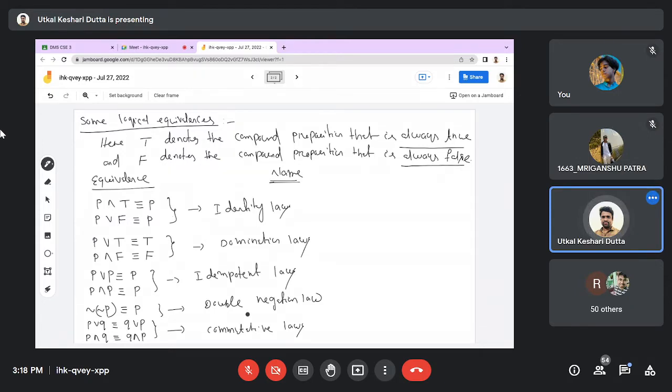But in case of conjunction and disjunction, both are the same. P conjunction Q is equivalent to Q conjunction P, and P disjunction Q is the same as Q disjunction P. That means both conjunction and disjunction are commutative in propositional logic. Okay.